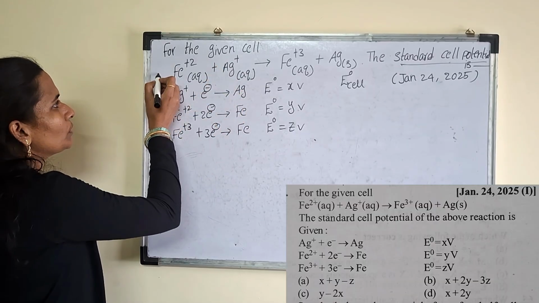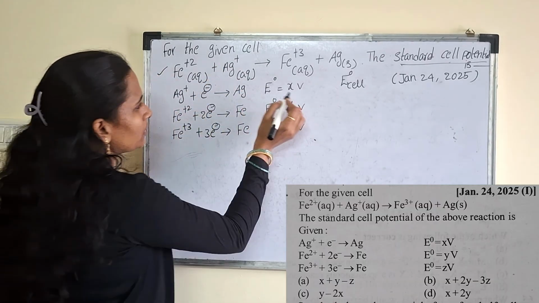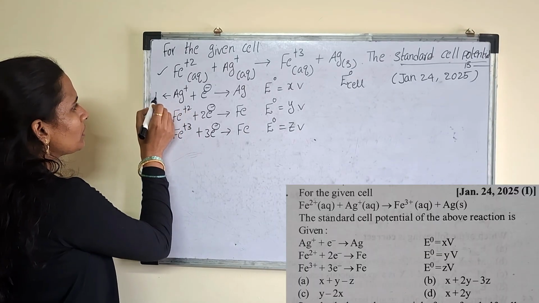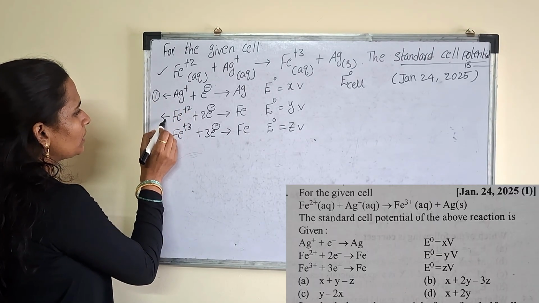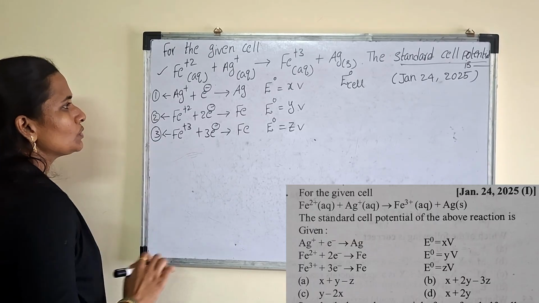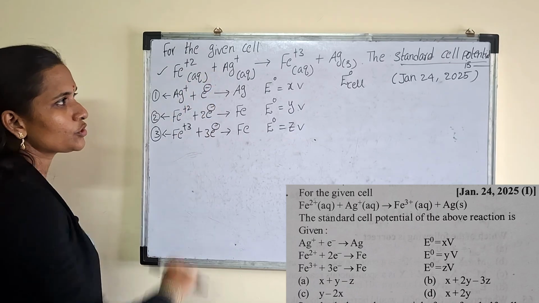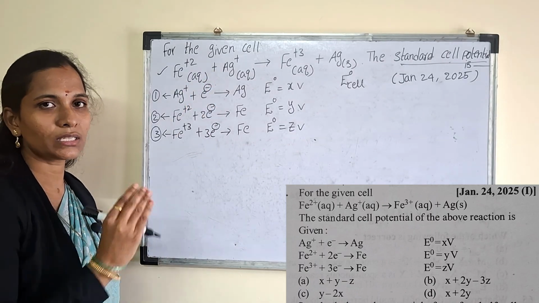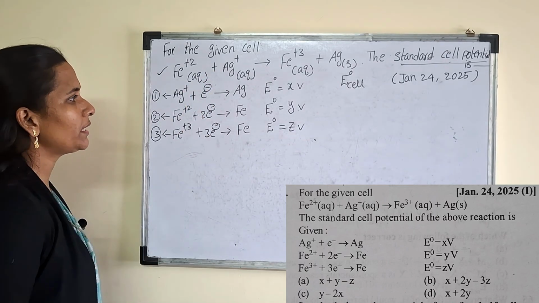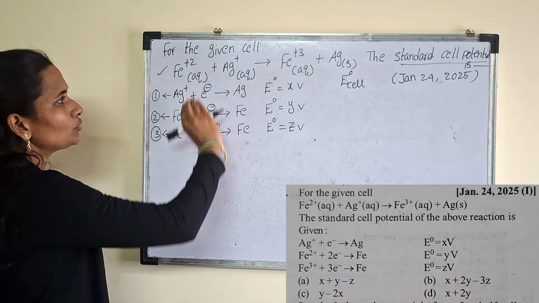Now, take this as the first equation, this is equation number 1, this is equation number 2, and this is equation number 3. From these three equations we have to derive the required equation, because we have to calculate the standard cell potential of that reaction only.